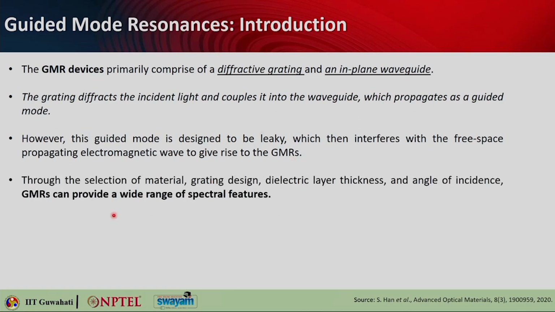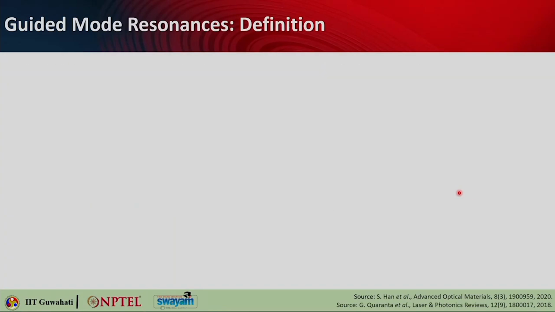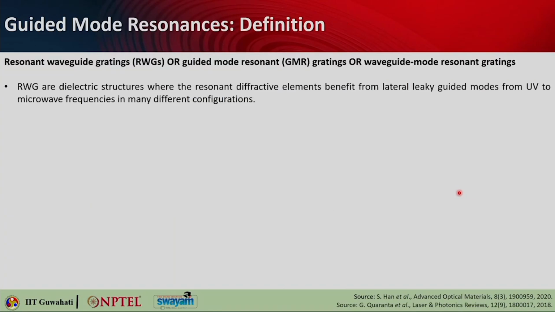Okay. So, through the selection of material, grating design, dielectric layer thickness, and angle of incidence, the GMR can provide a wide range of spectral features. So, you can actually tune the transmission or resonance peak or dip, as you can see here, depending on all these parameters, which are very easily tunable. So, that makes these GMR filters very interesting.